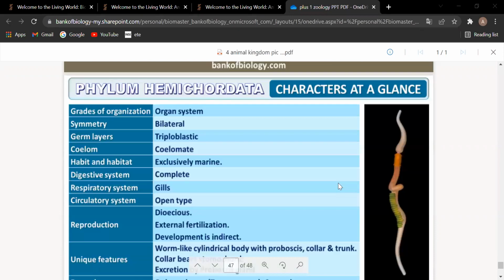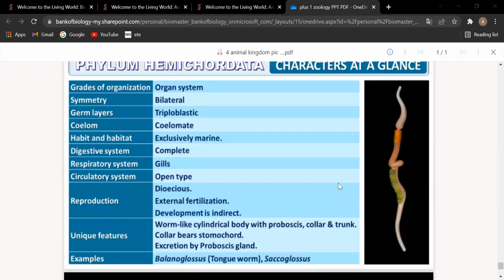See, grade of organization is organ system. Symmetry is bilateral. Germ layer is triploblastic. Coelom is coelomate. Habitat is exclusively marine. Digestive system is complete. Respiratory system, gills. Circulatory system, open type. Reproduction, external fertilization, development is indirect. Unique features: worm-like cylindrical body with proboscis, collar and trunk.